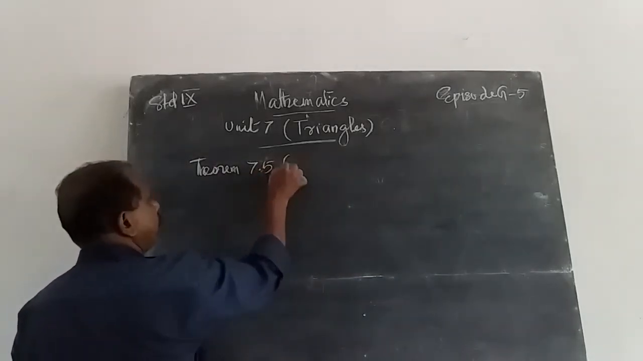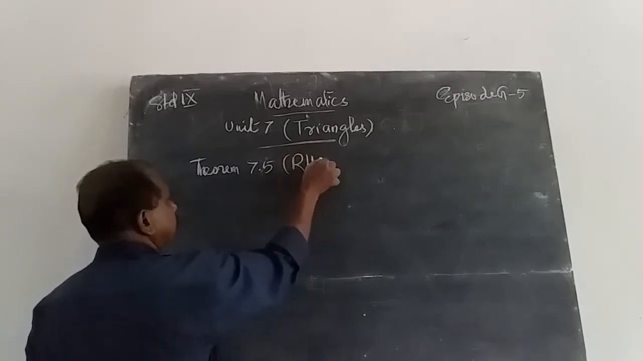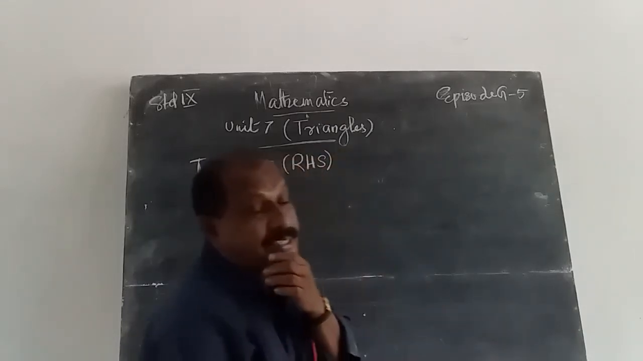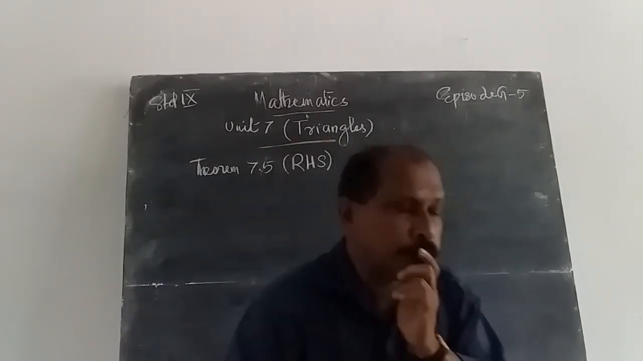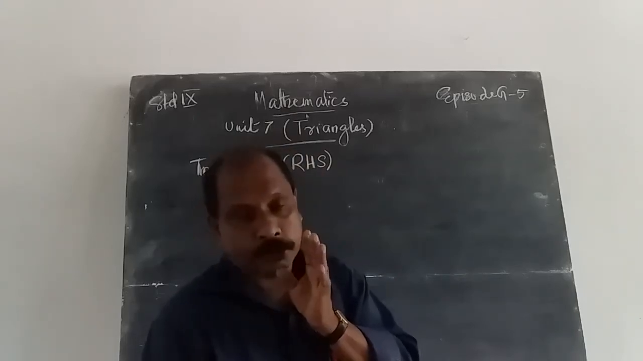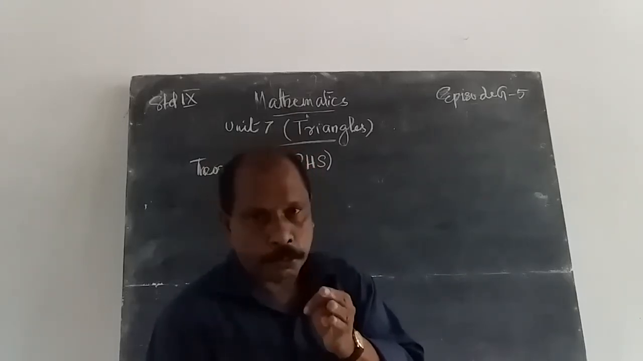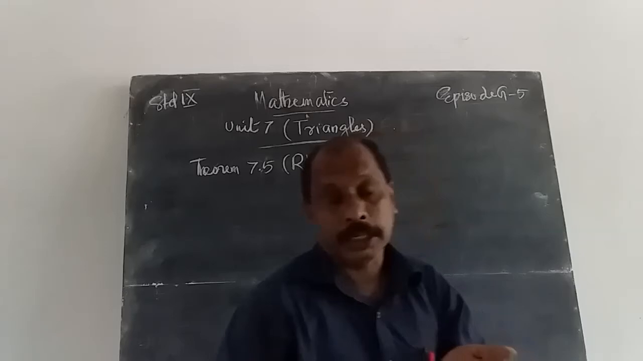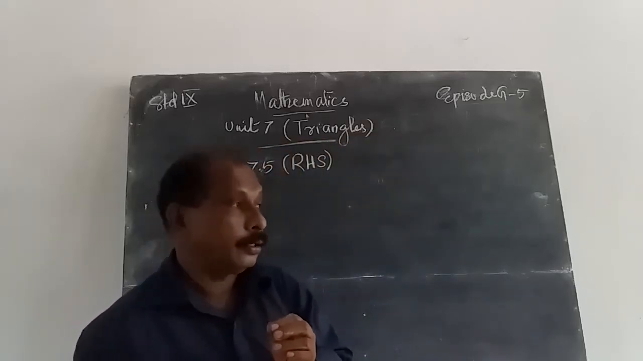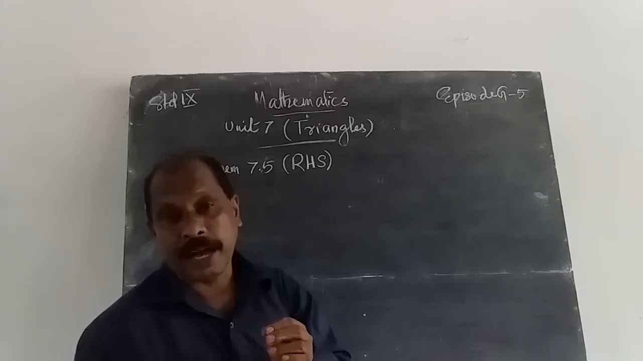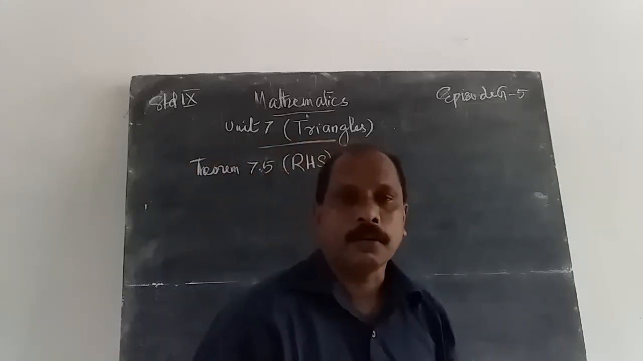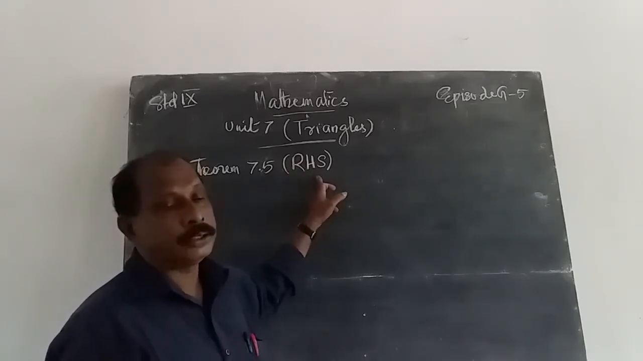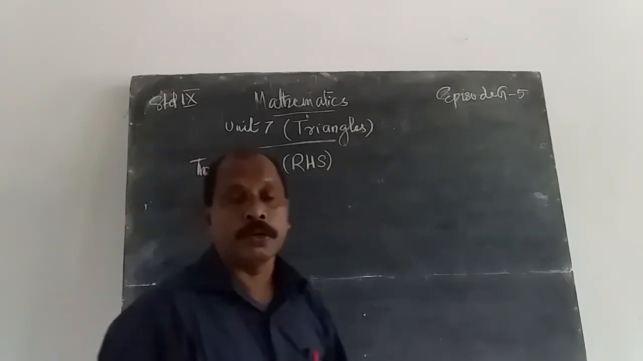That is 7.5. That is known as RHS. What is RHS? R is for right angle triangle, H is for hypotenuse, S is for side. That means one side and hypotenuse of a right angle triangle are equal to the corresponding side and hypotenuse of another right angle triangle. They are congruent. R is the notation for right angle triangle. H is the notation for hypotenuse. S is the notation for one side.